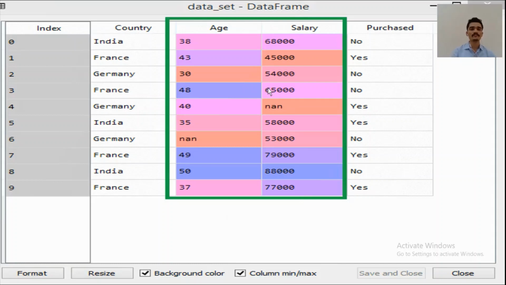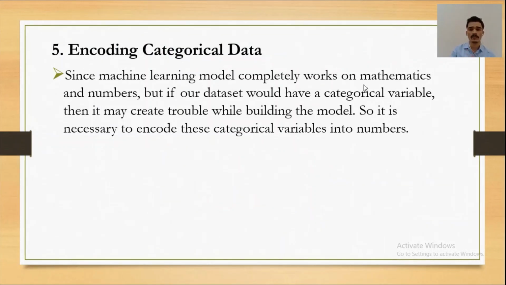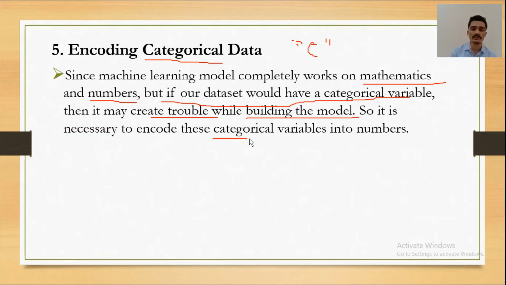Next is encoding categorical data. Since a machine learning model works completely on mathematics and numbers, category means some data in string format. If our dataset has a categorical variable, it may create some problems while building the model. So it's necessary to encode these categorical variables into numbers. We have to convert categorical variables into numbers.